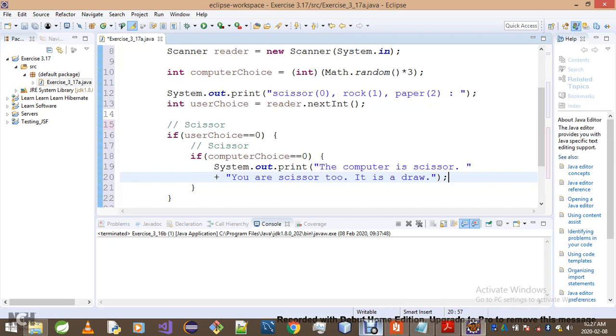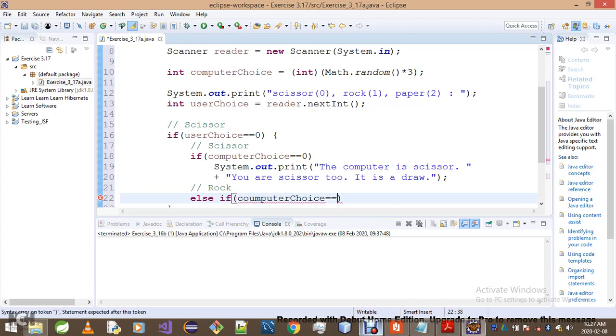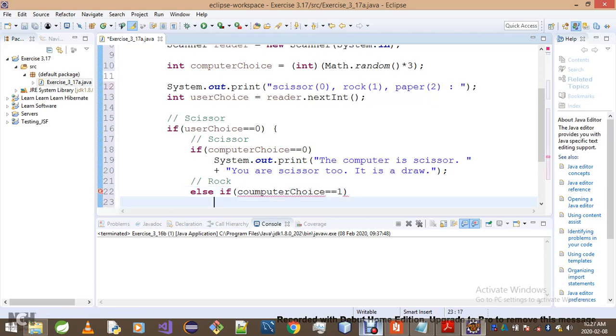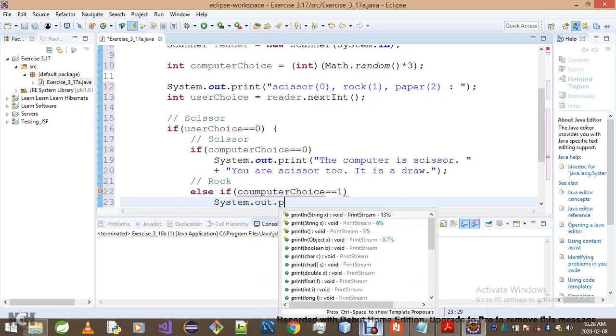However, in fact, we don't need this. In the case where a computer chose a scissor, which is zero, and we chose a rock, else if computerChoice is equal to one, that is a rock. What is it we then do? System.out.print.